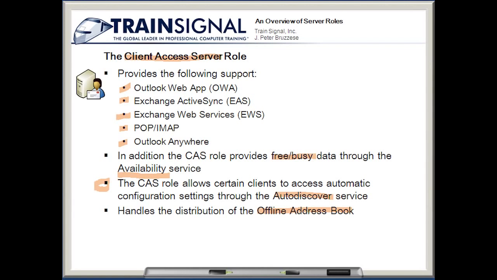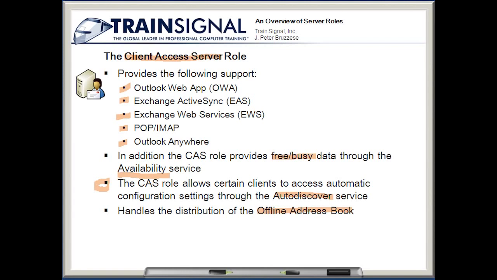But you can start to see with the availability service, the auto discover service, the offline address book service, that there's actually quite a bit of connectivity to your in-house clients, your MAPI clients. In actuality, there have been some other changes made behind the scenes with the client access server role in Exchange 2010. So we had a client access server with Exchange 2007, and it did a lot of great stuff, but there were still features that were handled by the Exchange mailbox servers. But that has been changed with 2010.